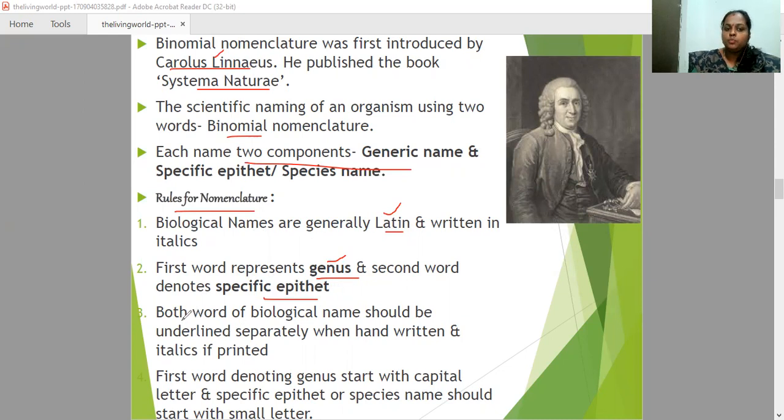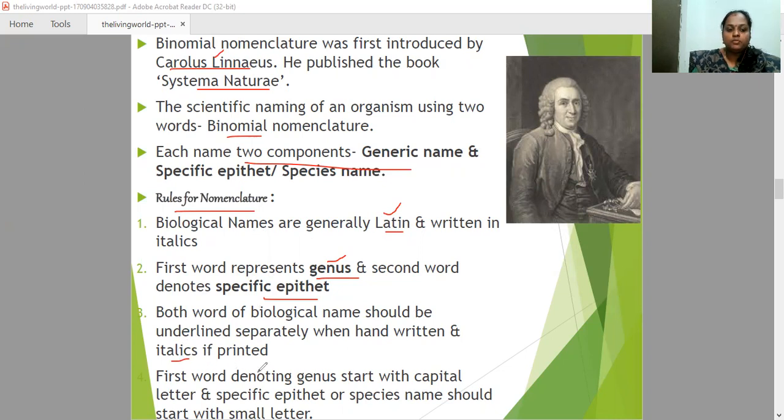Rule number 3 is that both parts of the biological name should be underlined separately. We should write them separately and underline them separately when handwritten. If it is printed, we use italics. This is rule number 3.